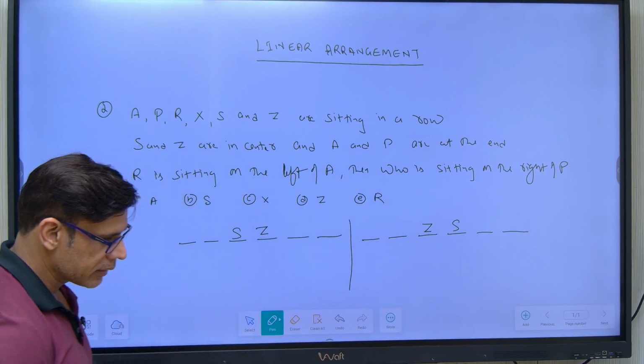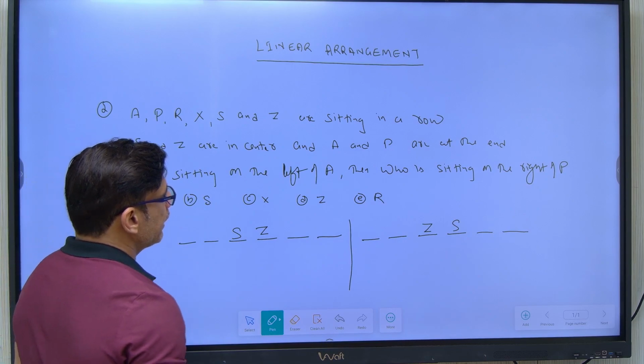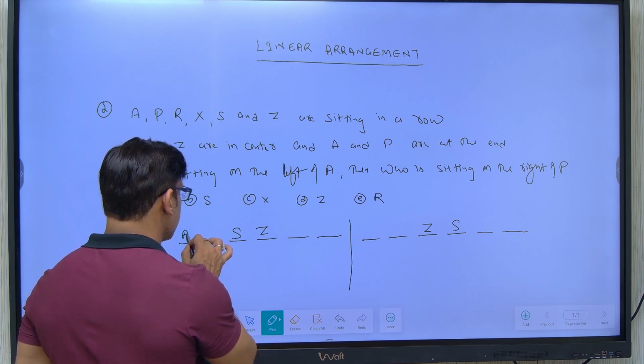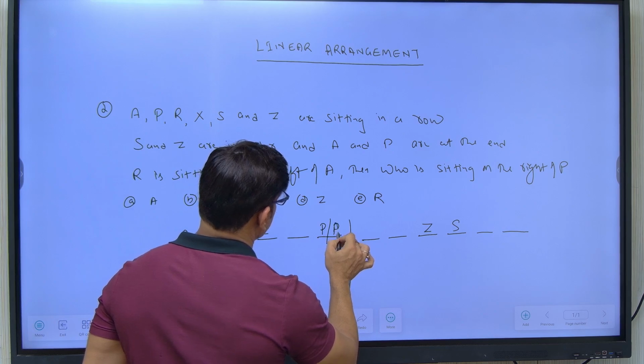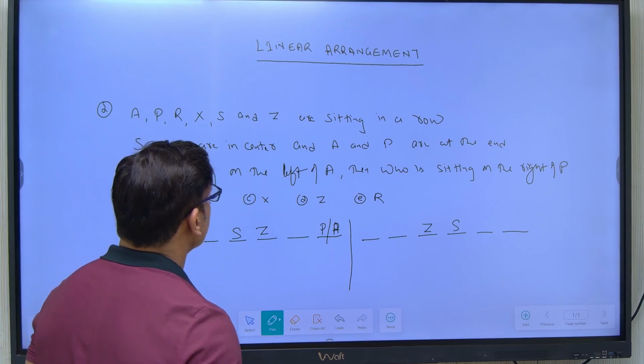Let's say if we can cancel one of the cases, then A and P are at the end. So there are again two more possibilities: A can be here and P can be here, or A can be here and P can be here. So again, possibilities are there.